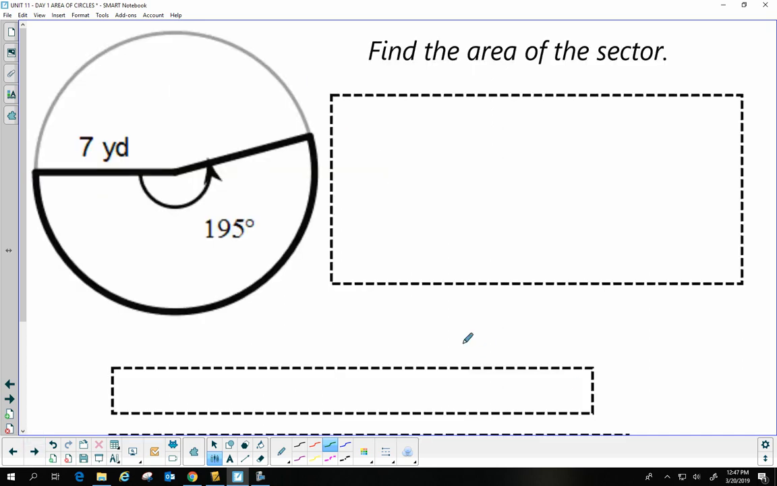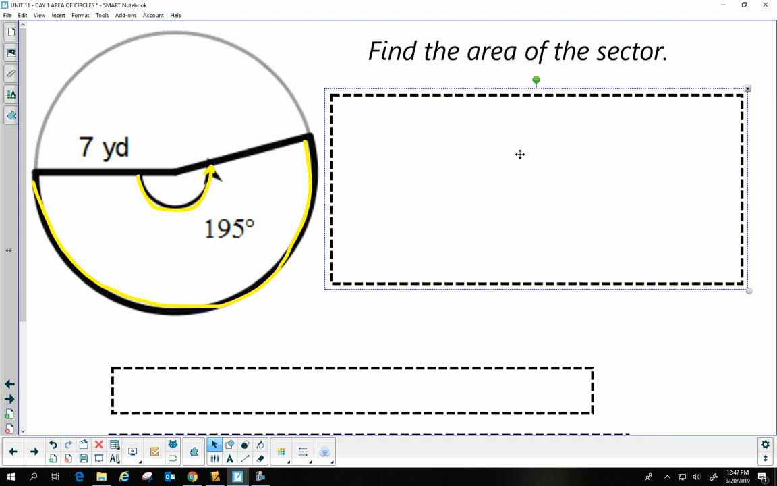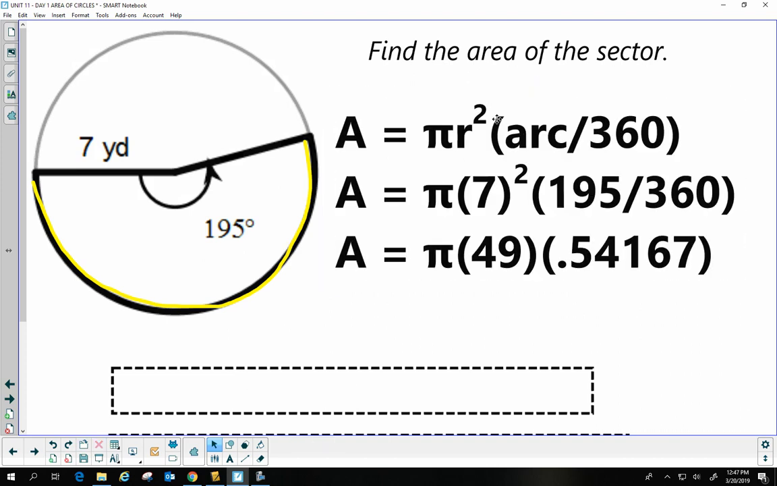So let's do one. Here I have an arc of 195 degrees because its central angle is 195 degrees. And my radius is 7, so I have my formula. I'll plug 7 in for r and 195 in for the arc. And so this fraction tells me what fraction of the circle is my sector. It's about 54% of the circle.